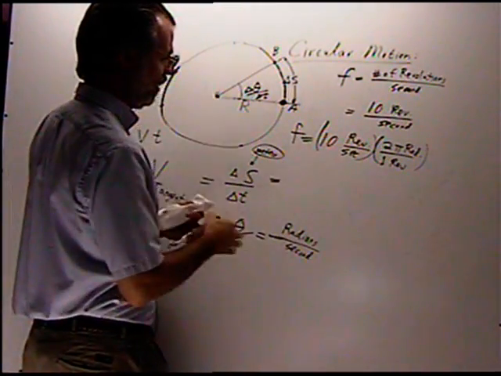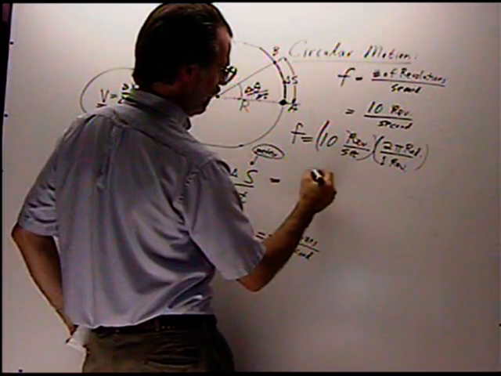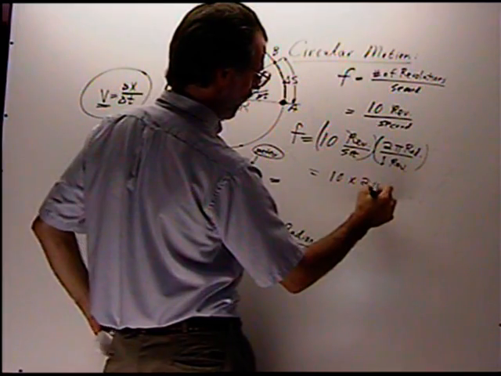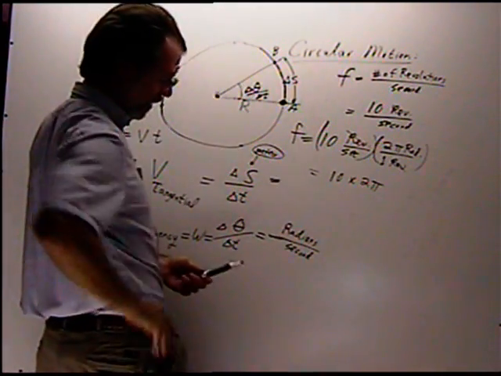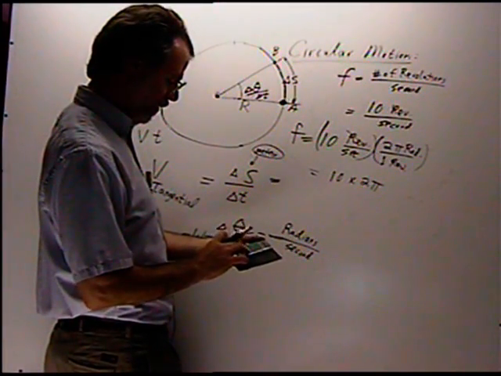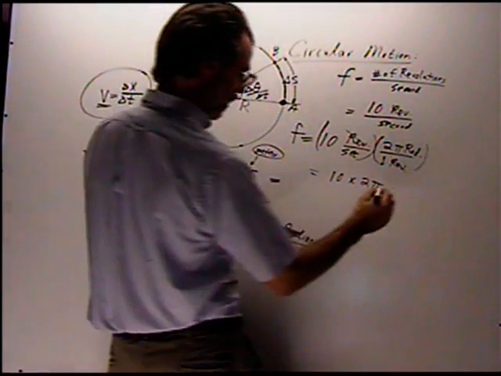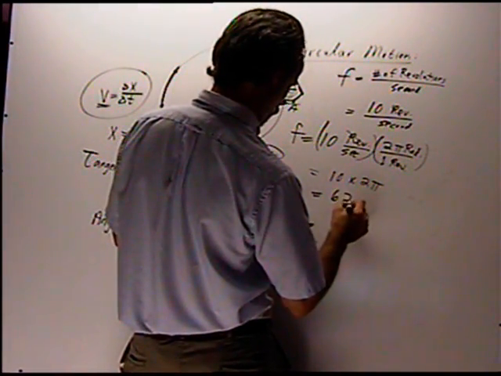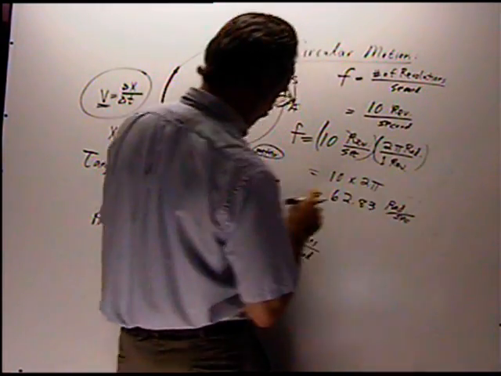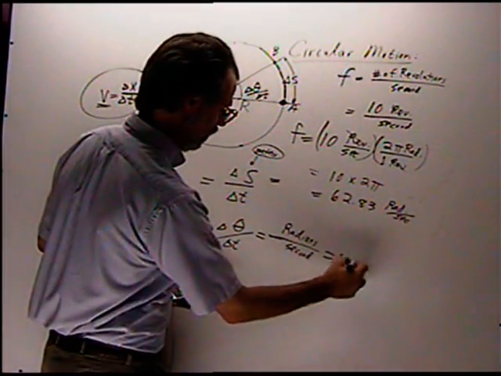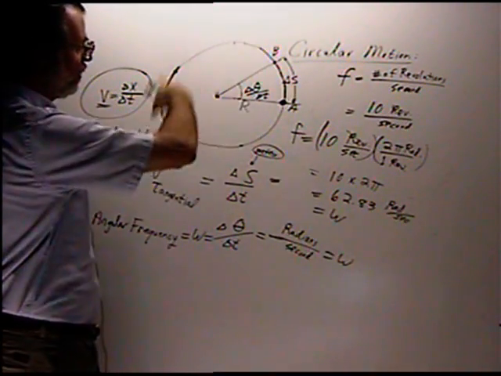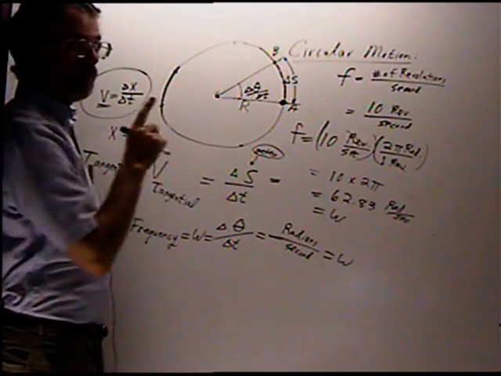So that gives us, notice that the revolutions cancel out, and that gives us 10 times 2 pi, which is, I'm going to go ahead and just multiply that out. 10 times 2 times pi, which is 62.83 radians per second. And that is exactly what this omega is. This is omega. It's the number of radians that this rock is spinning around per second.